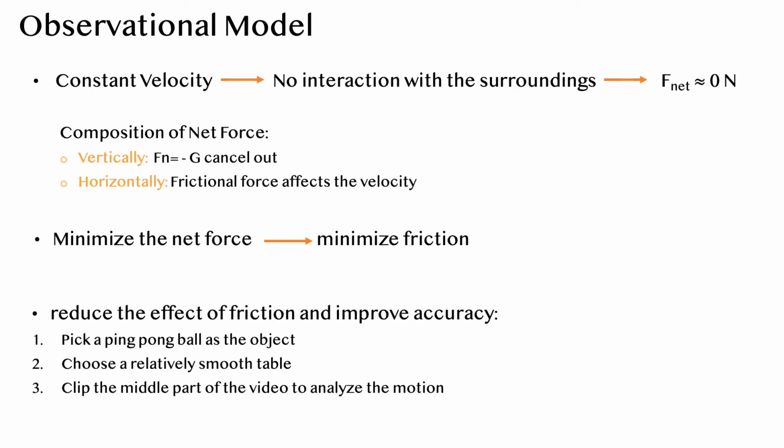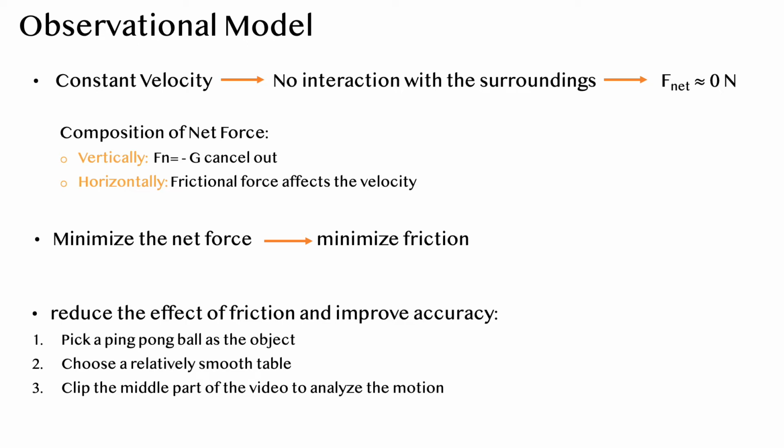As indicated by Newton's first law, an object moves in constant velocity when it has no interaction with the surroundings, so the net force must be zero. In order to make the motion of an object closer to the state of moving at constant velocity, I try to minimize the net force. Since I put the ping pong ball on the table and try to capture the motion, in the vertical direction, the gravitational force and the normal force point oppositely and cancel each other out. The only force that matters is the frictional force that will prevent the object's motion.